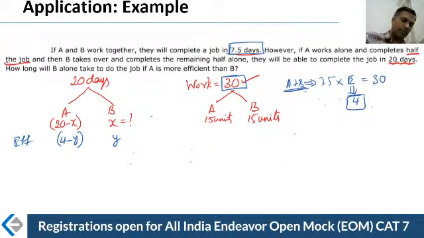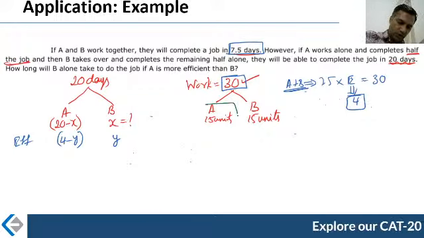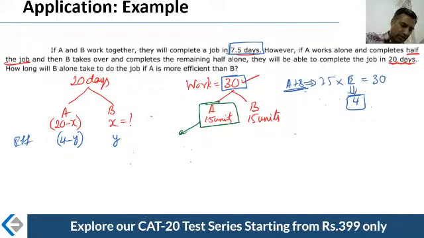Done. The job is over, the simple equation of the job is over. What is the equation here? How did A do these 15 units? Write this 15 units for A. A is working for 20 minus x days at the rate of 4 minus y.